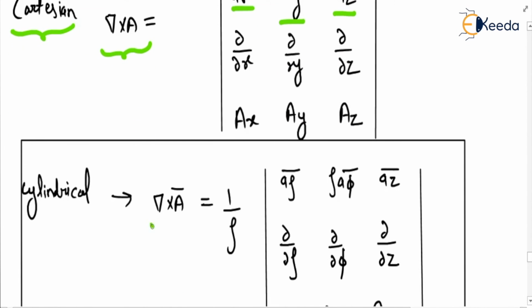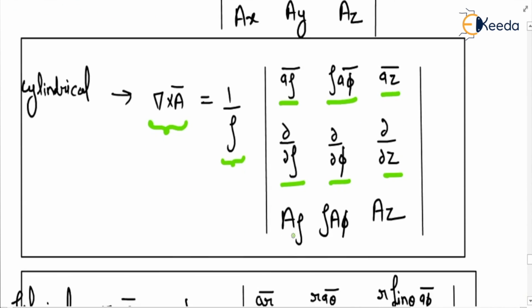In the cylindrical coordinate system, del cross A is 1 over h1 h2 h3, the product being rho, with the determinant rows a_rho, rho a_phi, a_z; del over del rho, del over del phi, del over del z; and A_rho, rho A_phi, A_z. We have just put the values in the generalized expression.